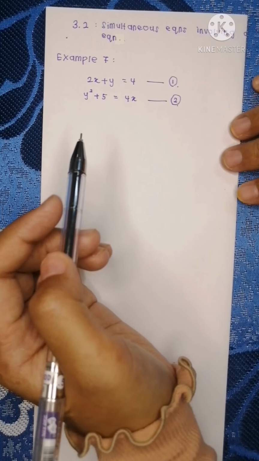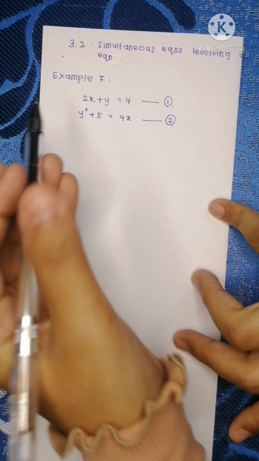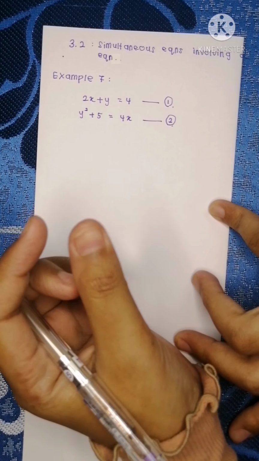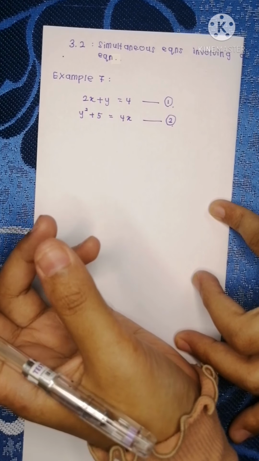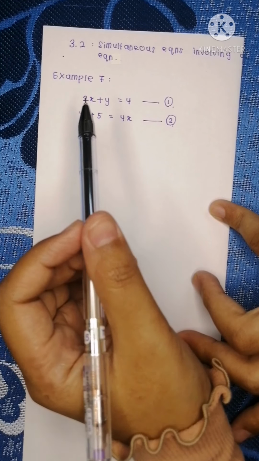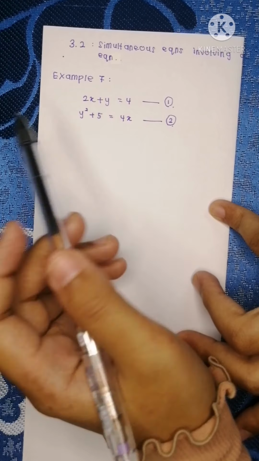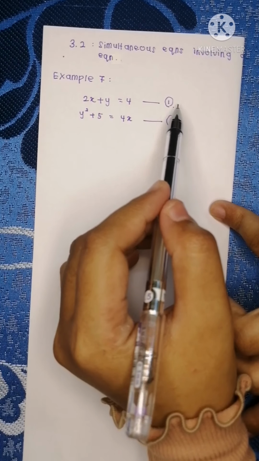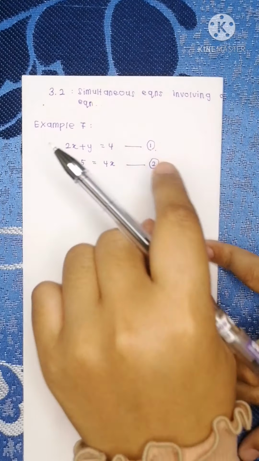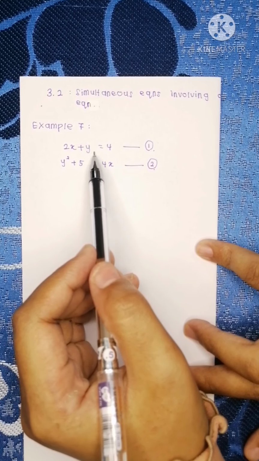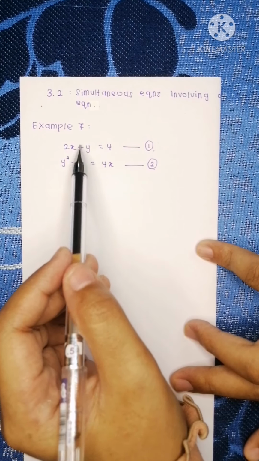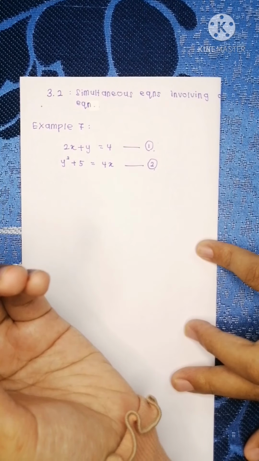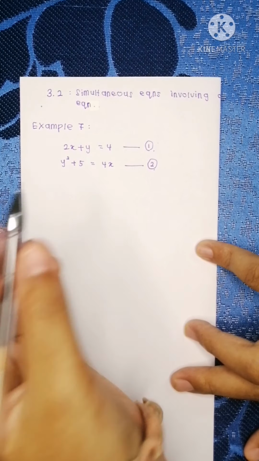The first thing that you need to do, remember, is we want to apply the substitution method. So if it is substitution, it means that you need to make x or y the subject. You can choose either one of the equations. I choose the first equation, because we can easily make y the subject. So I take equation 1 to substitute into the other equation.